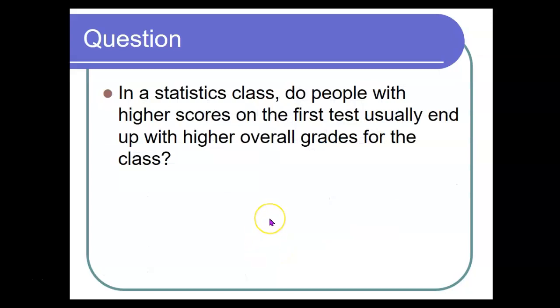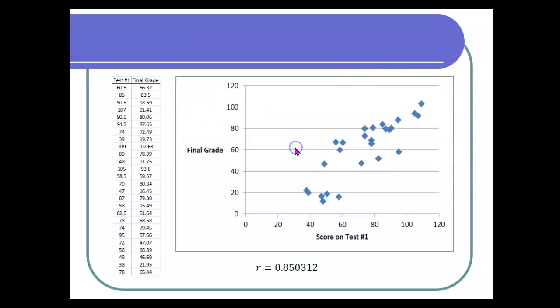Here's another example. In a statistics class, do people with higher scores on the first test usually end up with higher overall grades for the class? Like, once I've given that first test and graded it, do I pretty much know how well people are going to do overall? Not for sure. Just because somebody scored well on the first test doesn't guarantee that they're going to get an A for the class, and just because they score poorly doesn't guarantee that they're going to fail.